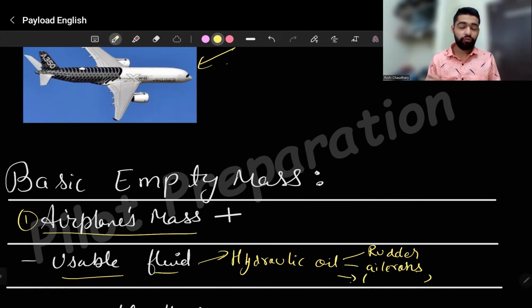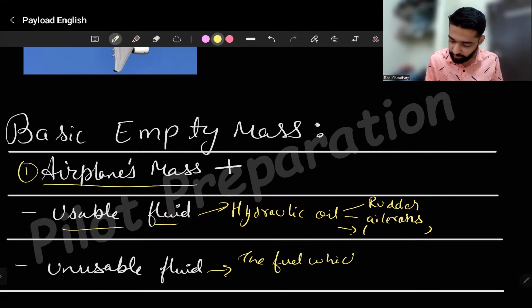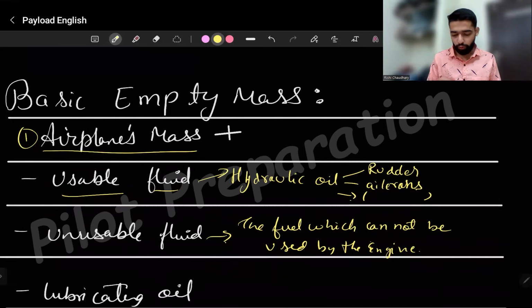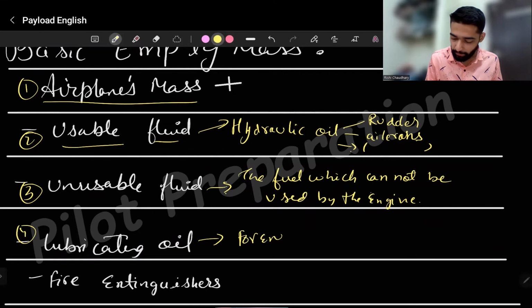So this is usable fluid, whereas we have unusable fluid. Unusable fluid is the fuel which cannot be used by the engine. So we have these two types of fluid, and we can say we also need to calculate these under basic empty mass. Then we calculate the lubricating oil which is required. You can imagine how deep we are going. We are even calculating the lubricating oil which is going inside the engine.